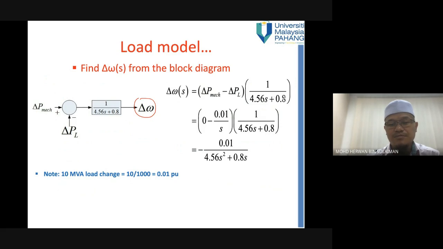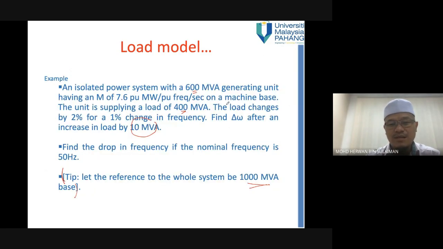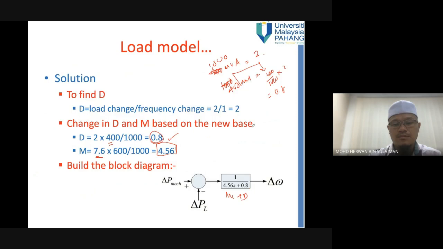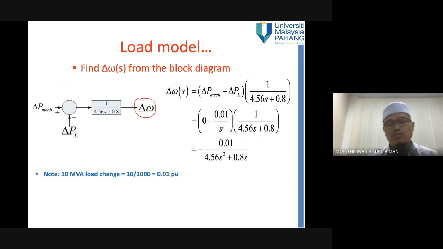So this one in terms of Laplace, 1/(4.56s plus 0.8). So delta Pm is currently not changing, so meaning it's 0, but your PL is 10 MVA, right? So 10 MVA divided by 1000. That's why dapat 0.01 per unit. So and then you buat dalam Laplace is 0.01/s. So when you solve this equation, you get minus 0.01 divided by 4.56 s square plus 0.8 s. Okay.